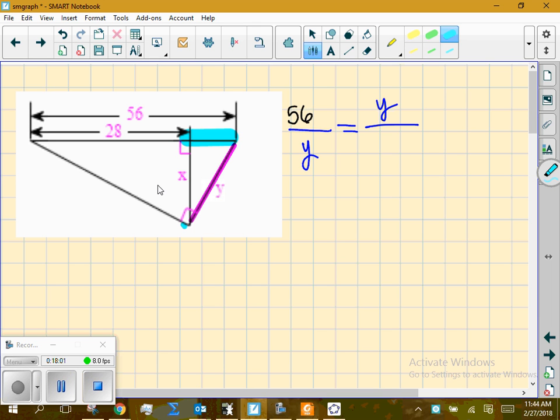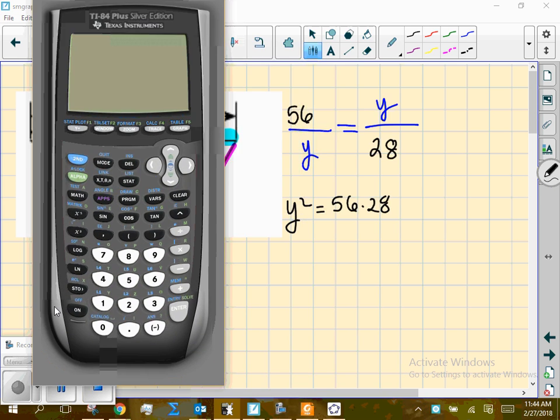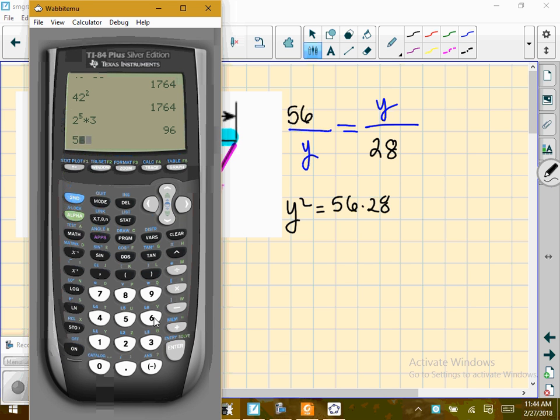What is that? Which would be? 28. Okay. So now, guys, this is where I think it's useful. Initially, I'm going to use my calculator just in hopes that this product of 56 times 28 is a perfect square. So you want to multiply them together, and we'll take the square root of that number. 1568, and it's not a perfect square, right?